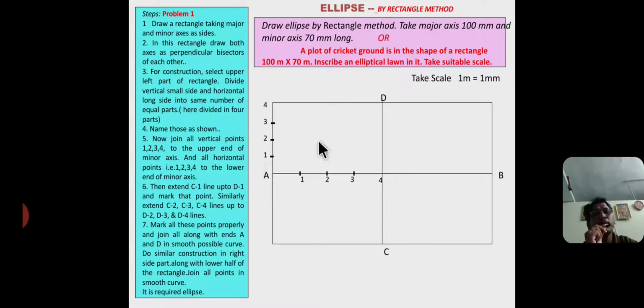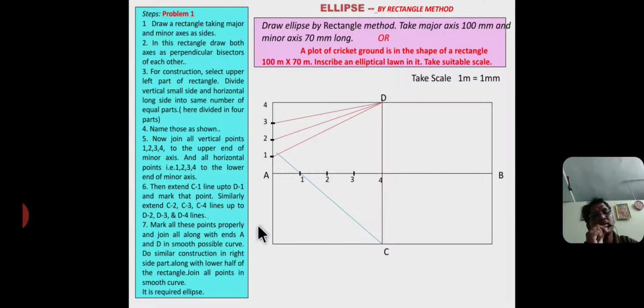Now join all these vertical points 1, 2, 3, 4 to the upper end of the minor axis. So you have to join these vertical points to this point: 1 to D, 2 to D, 3 to D, 4 to D.